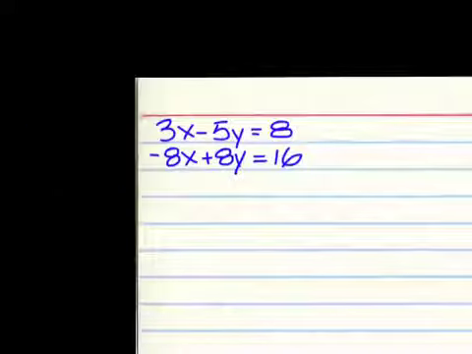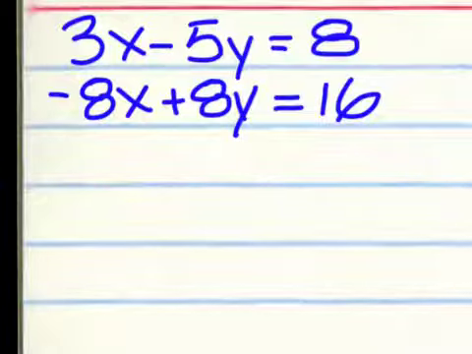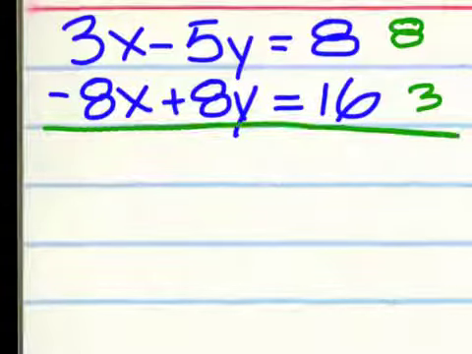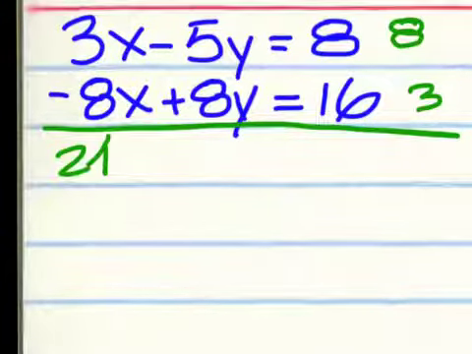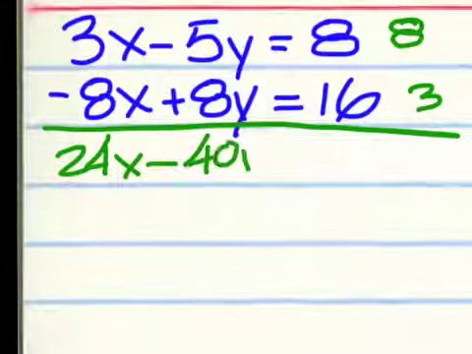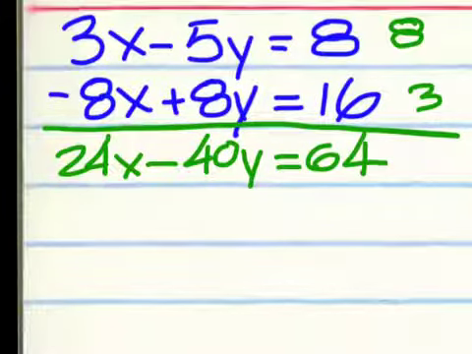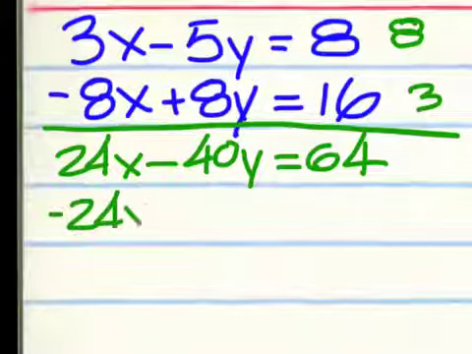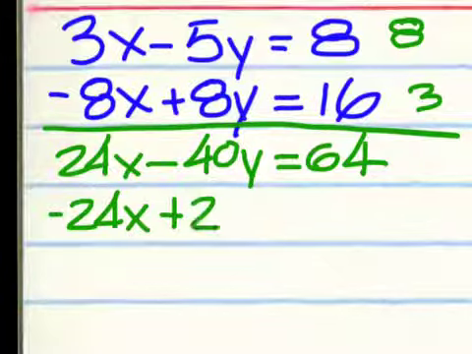You have a 3 and a negative 8, so we should look for a common denominator. I'm saying denominator, but it's really least common multiple. I think I'm doing fractions. So 3 and 8, the least common multiple should be 24. So if you multiply by 8 and then by 3, it'll work out. 24x minus 40y equals 64, and then on the bottom, a negative 24x plus 24y equals 48.